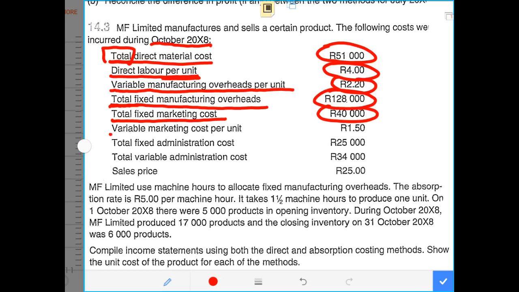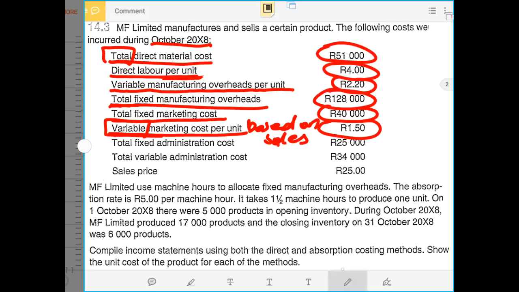We are given again variable marketing cost per unit, and remember, variable cost per unit remains constant. The variable marketing cost is 1 rand 50 cents, and marketing costs are normally based on sales. So this will normally be based on the number of units that were sold.